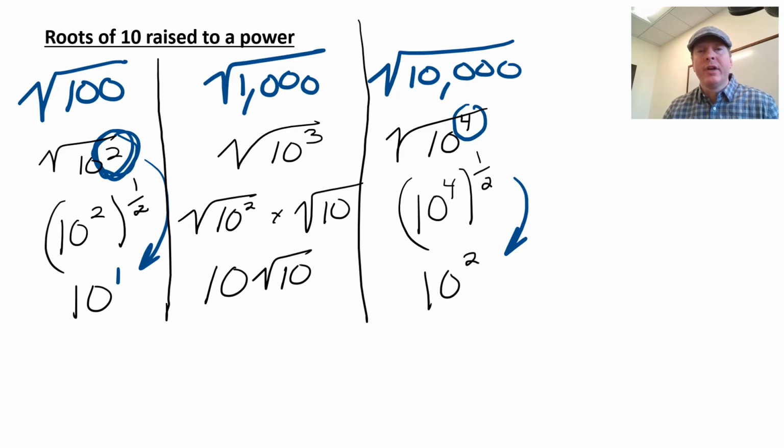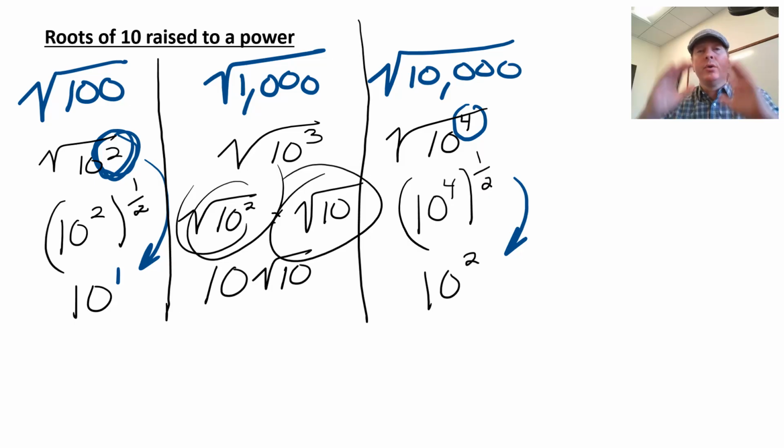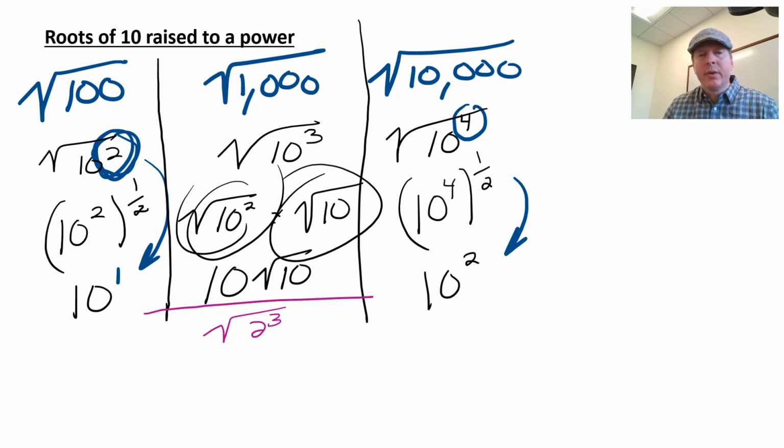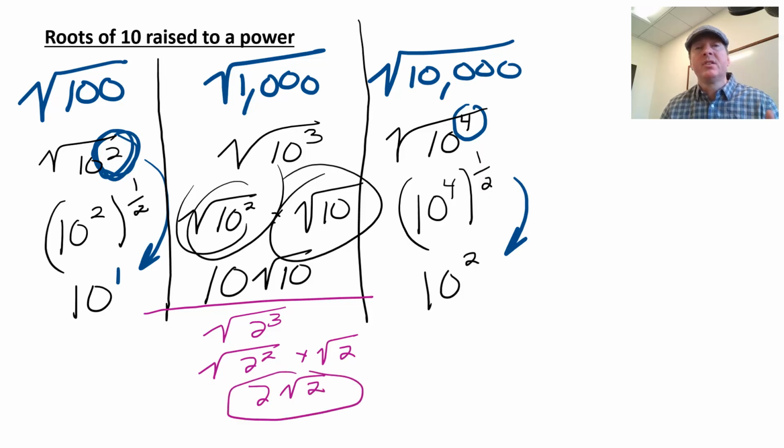So if you have the square root of 10 raised to an odd power, an odd exponent, you can simply rewrite this as the square root of 10 raised to an even exponent, in this case 2, times the square root of 10. And that's true of anything raised to an odd power, any positive number raised to an odd power. If I saw the square root of 2 cubed, I could rewrite that as the square root of 2 squared times the square root of 2. That is simply 2 times the square root of 2. So something to be aware of if you see the square root of a number raised to an exponent that is odd, a power that is odd.